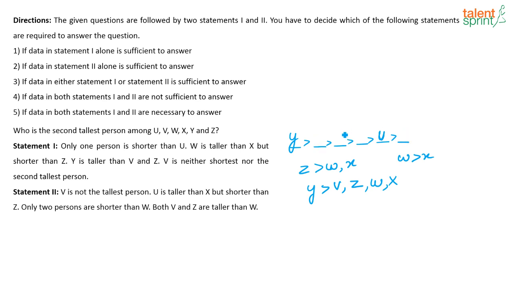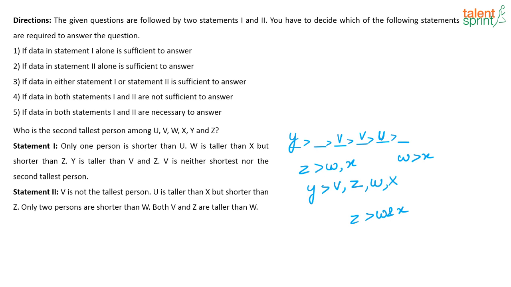So where will V be? V has to be here or here. Correct? V has to be in these two, any of these two places. Now what else do I know? I know Z is taller than W and X. Right? Z is taller than W and X.